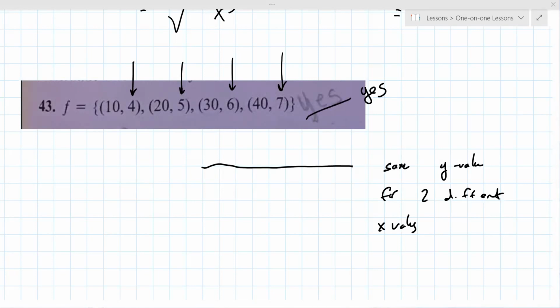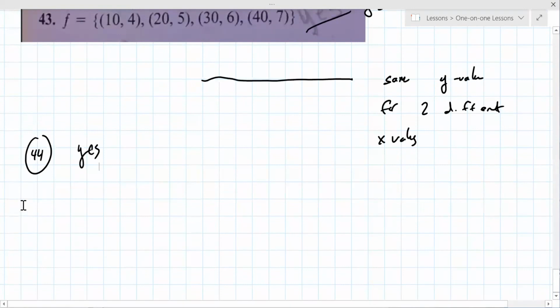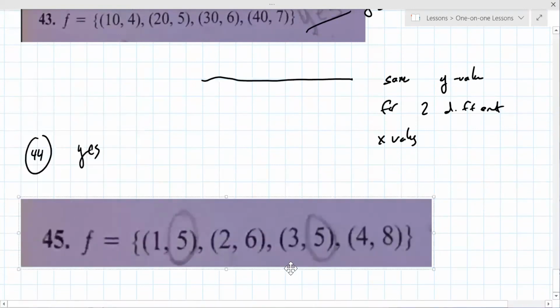Number 44. 44 is for the same reason. 45 is the next one to look at. So you're looking for duplicates in the y? Yeah, and then we'll talk about how that's not a guarantee, but that's what we're looking for. So let's look at 45. 45 is no. The reason 45 is not 1-to-1 is that there are these duplicates in the y value.